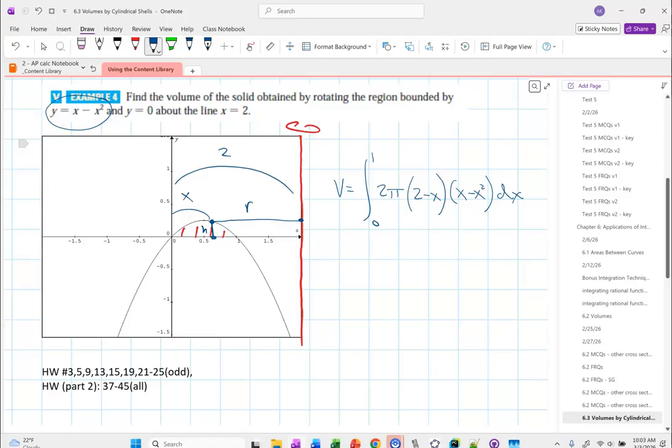Where r is between this, and if r is 2 minus x, right, I'd subtract 2 from both sides. I'd have negative 1. And then when we divide, we get 0 to 1.